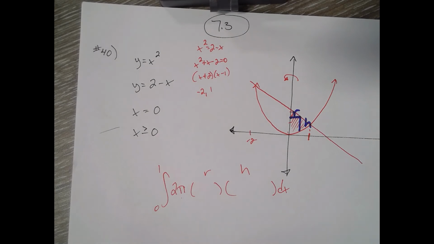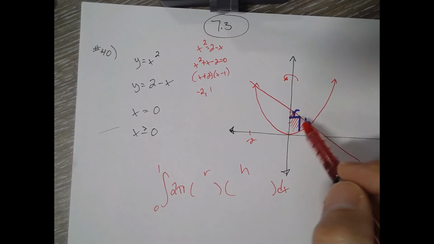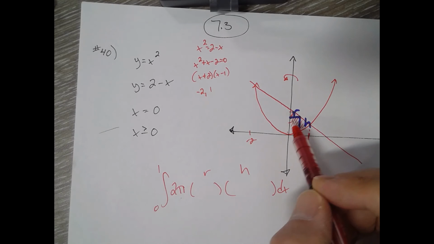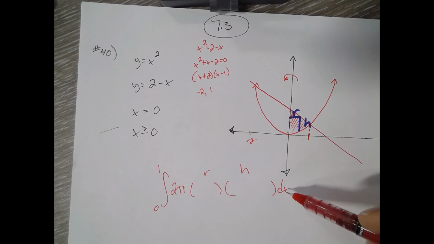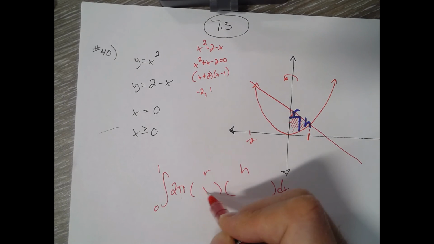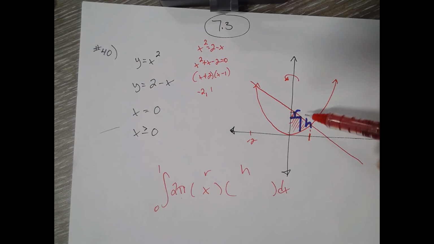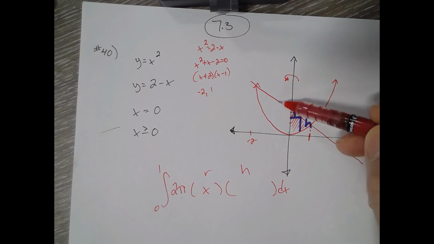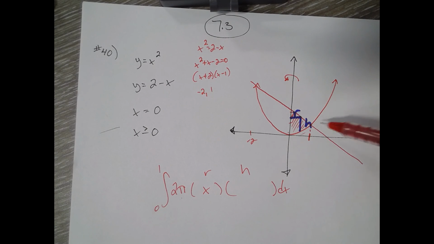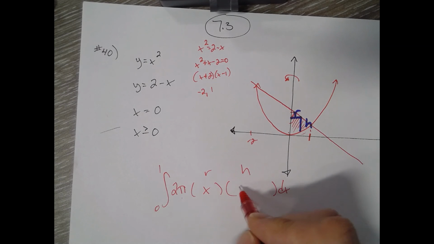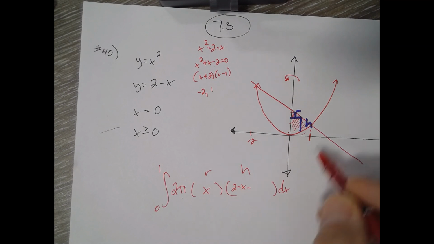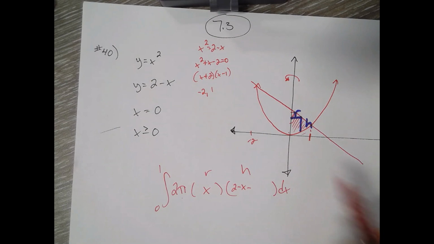Okay, so now what is our r? Well, it's just x because it's going out from the y-axis and we're integrating with respect to x, so we can just put x there. And our height is going to be top minus bottom, that y minus that y, so this in terms of x minus this in terms of x. So it'll be 2 minus x minus x squared. And that'll be the integral.